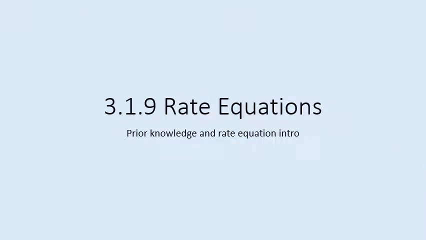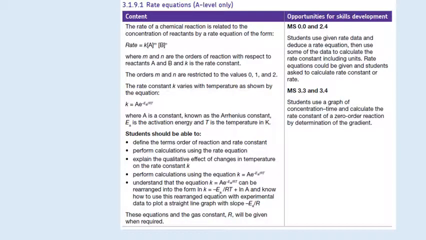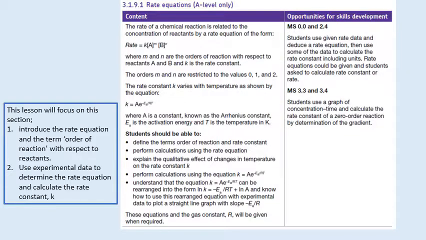This video focuses on the rate equation and the 3.1.9 specification point. It will cover briefly some prior knowledge based on the AS specification and possibly GCSE, depending on which specification you followed. Whenever you revise, I strongly advise you have a copy of the spec in front of you, because it's very clear on there what you're expected to know and what you should be able to do for the exam.